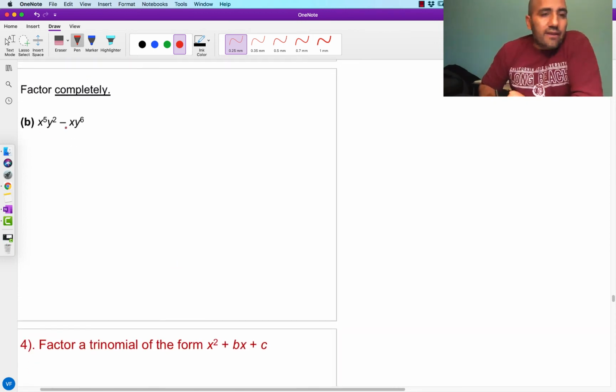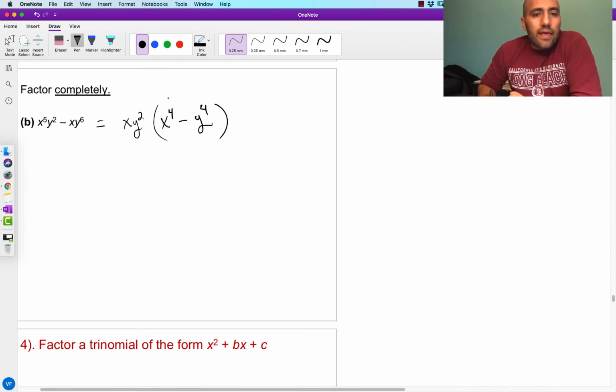Again, let's factor out what they have in common first. They both share 1 copy of x, and they both share 2 copies of y. So the first thing I can say is that this factors by pulling out an x, pulling out a y squared, and what results is x to the power of 4, and then the y got factored out. And then I factored out the x, so minus y to the power of 4. x to the power of 4 minus y to the power of 4. Okay, well, we don't really have a formula for the difference of 2 terms being raised to the power of 4.